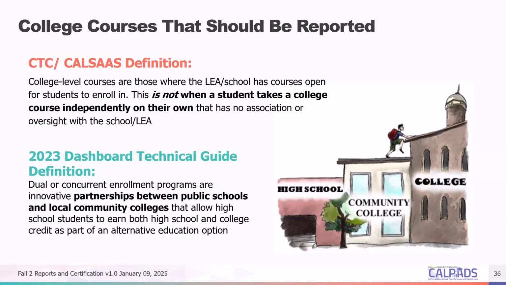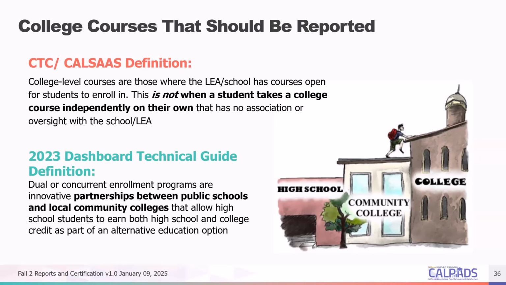For the CTC and CalSAS, the definition of college courses is college-level courses where the LEA or school has courses open for students to enroll in. This is not when a student takes a college course independently on their own with no association or oversight with the school or LEA. The 2023-2024 dashboard technical definition says dual enrollment or concurrent enrollment programs are innovative partnerships, where you have an agreement between public schools and local community colleges that allow high school students to earn both high school and college credit as part of an alternative educational option.